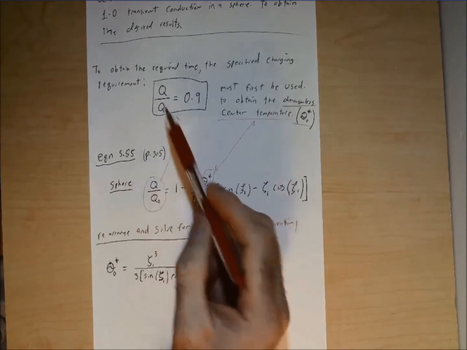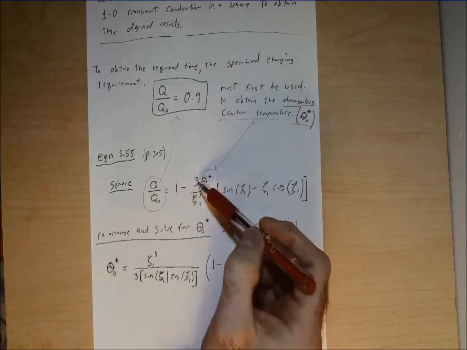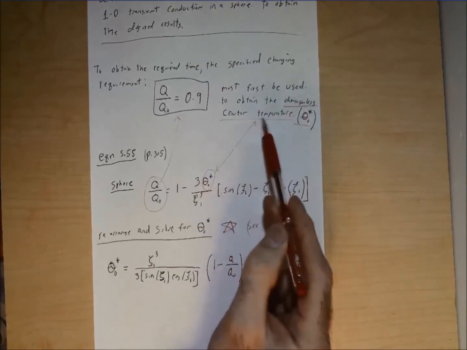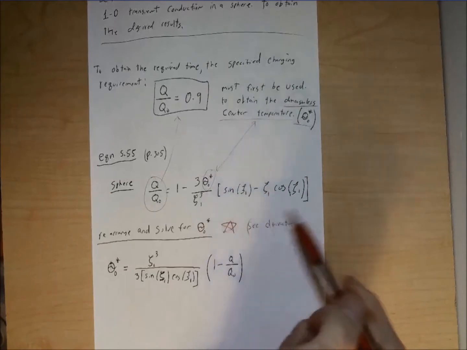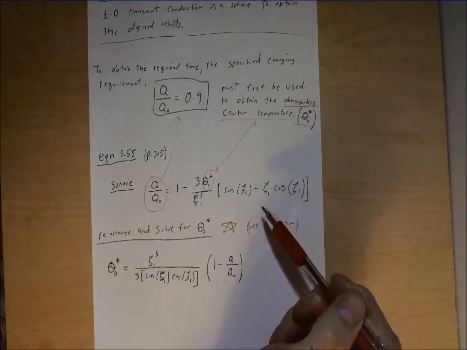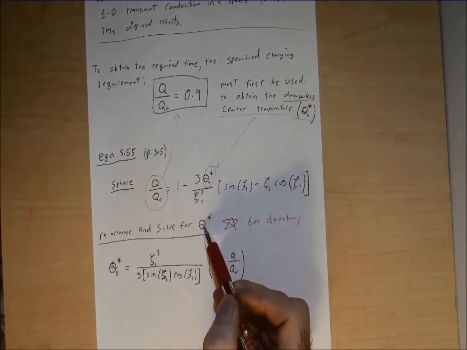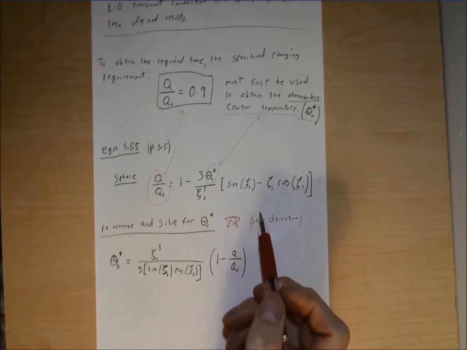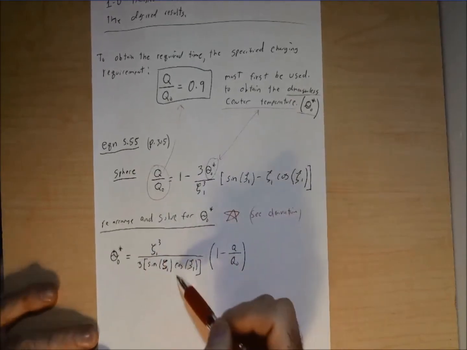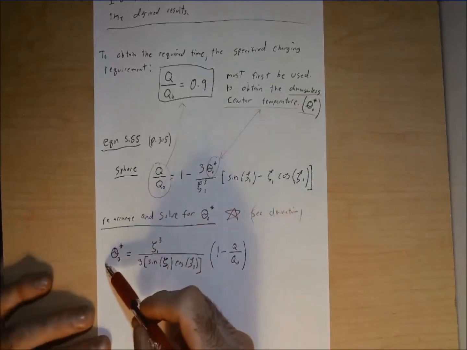For a sphere, we have this relationship that Q over Q naught is equal to 1 minus 3 times this dimensionless center temperature, which is referenced right there, with this relationship here. So what we want to do now is to rearrange and solve for this dimensionless center temperature right here. I'm going to go through a derivation separately here, and we can come up with this relationship shown here once we rearrange everything and solve for this dimensionless center temperature.